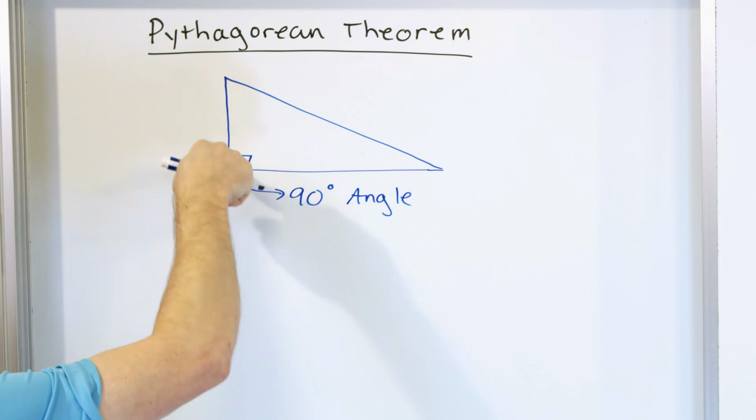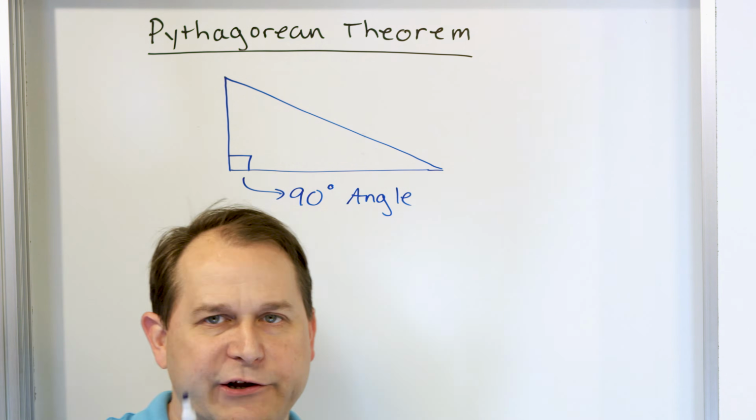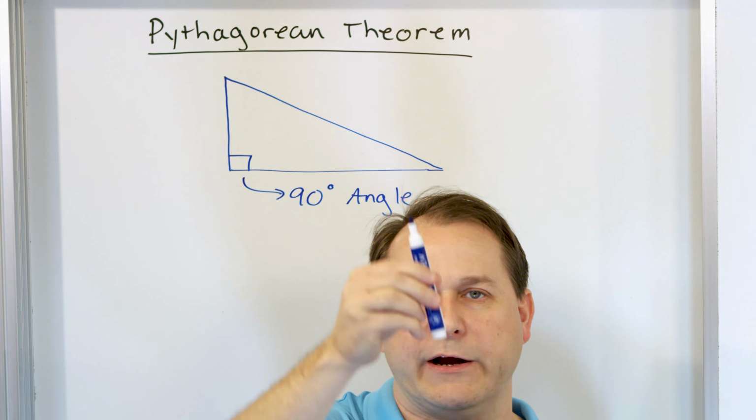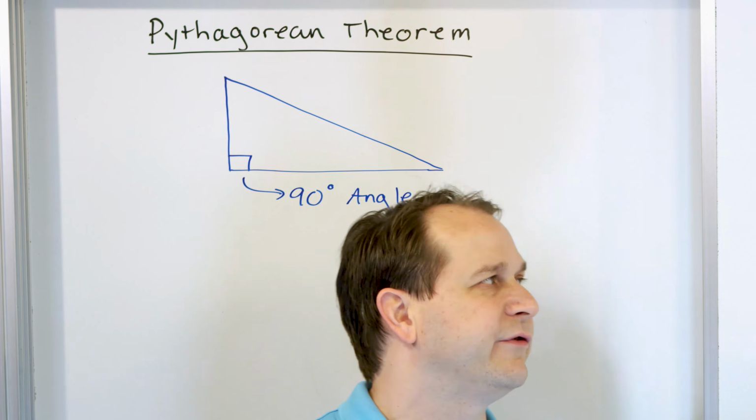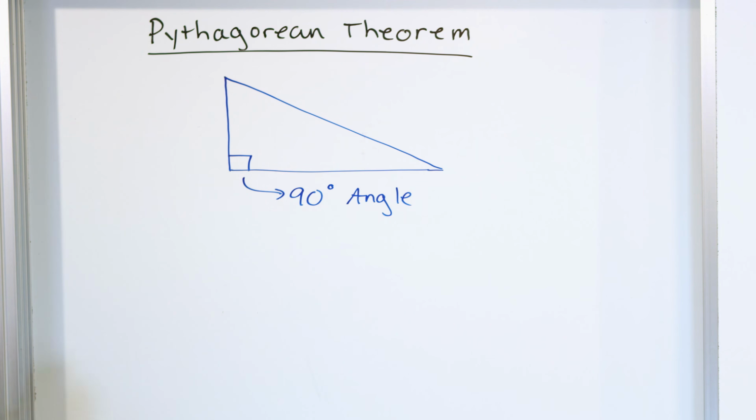A 90-degree angle means it goes straight perpendicular like this. So 90 degrees is exactly like a straight L. There's no opening up of an angle. It's straight down on top of, perpendicular to, the line under it. So that's a 90-degree angle right here.